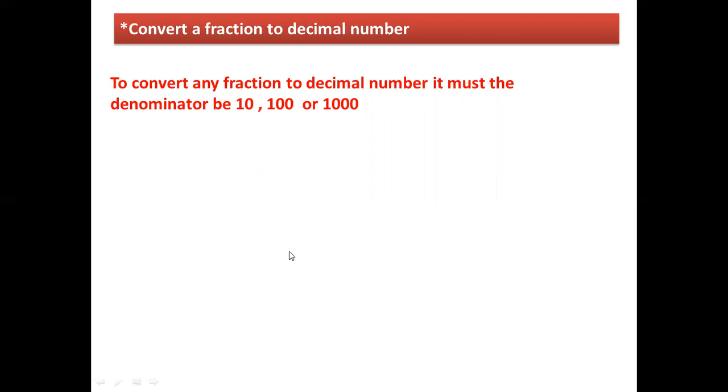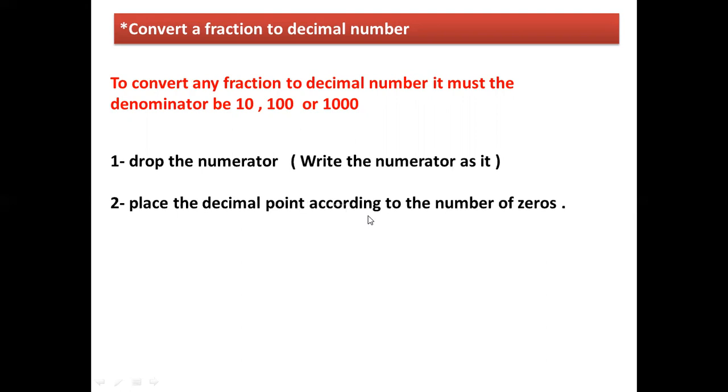Then what else? Write the numerator as it is. Then finally, place the decimal point according to the number of zeros. Let's see an example. First one, 4 over 10.